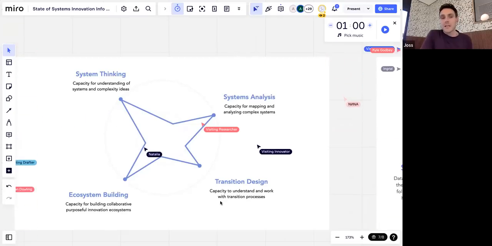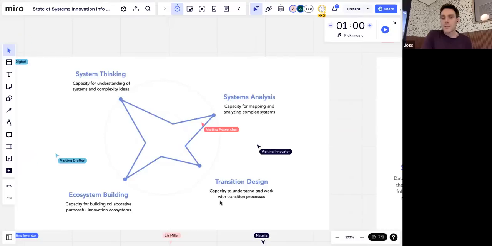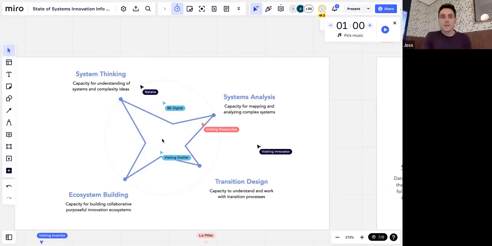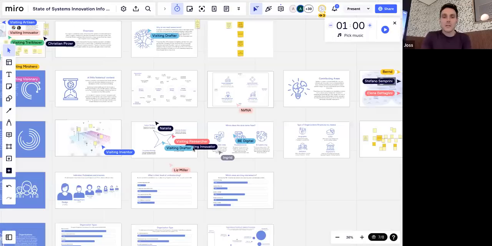The capacity for understanding systems and complexity ideas, the capacity for mapping out, analyzing and understanding complex systems, the capacity to understand and work with transition processes and co-design, and ecosystem building, the capacity for building collaborative, purposeful innovation ecosystems. We think those are key aspects that are needed to make systems innovation happen, and key capacities that we need. So that's what we mean by capacity or ways of assessing that.